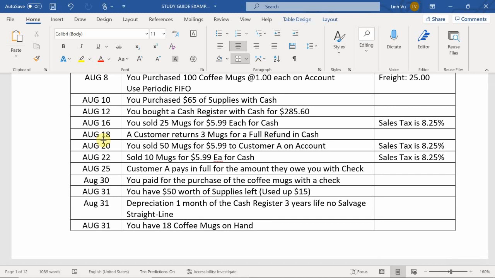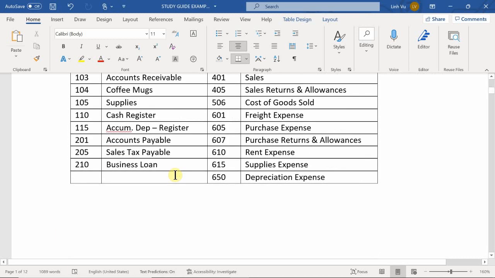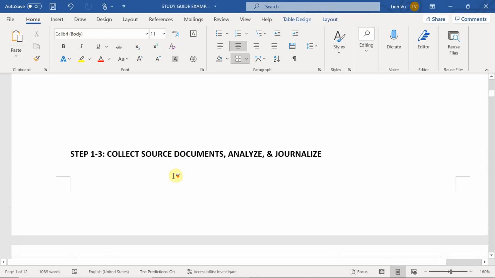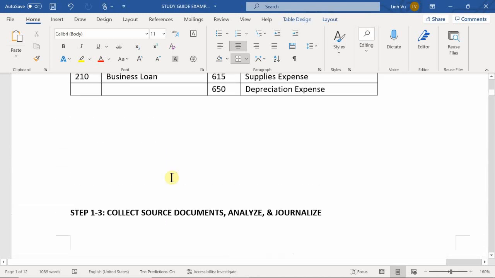Trial balance. What kind of trial balance? Unadjusted trial balance. So in this case, we cannot do the adjustments yet because we have to do the unadjusted trial balance and then do the adjustments and then complete the adjusted trial balance. We need to tally up our totals first before we can complete the adjustments.